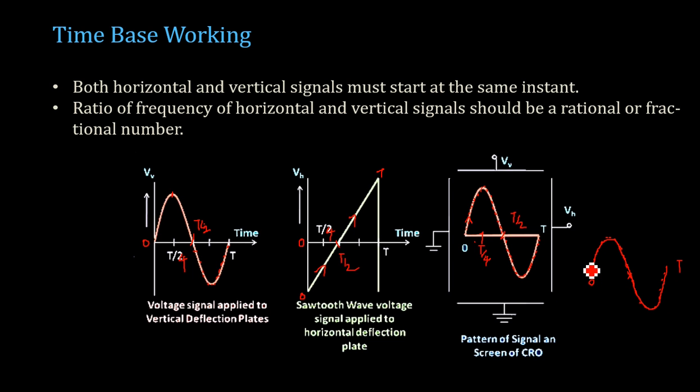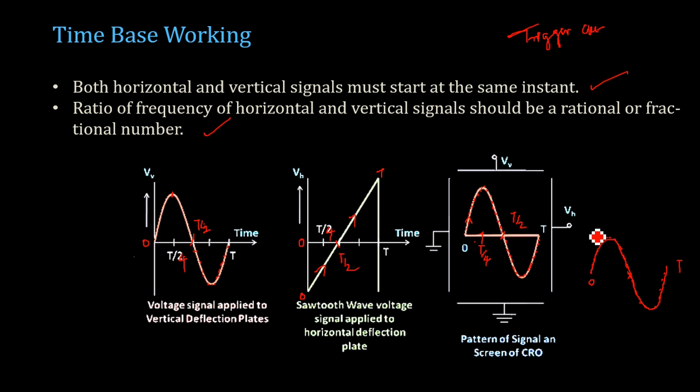So this is how you create signals, and the condition that needs to be satisfied is that both the horizontal as well as the vertical signal need to start from the same instant. This is done with the help of the trigger circuit. It is there in the block diagram. The trigger circuit along with the time base generator makes sure that your signals start from the same instant, and the ratio of the frequencies applied to the vertical as well as horizontal plates has to be a rational or fractional number.